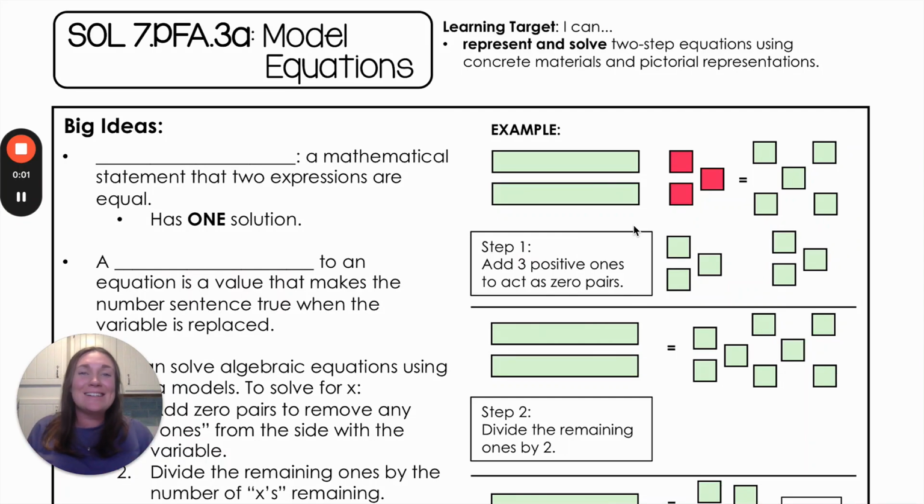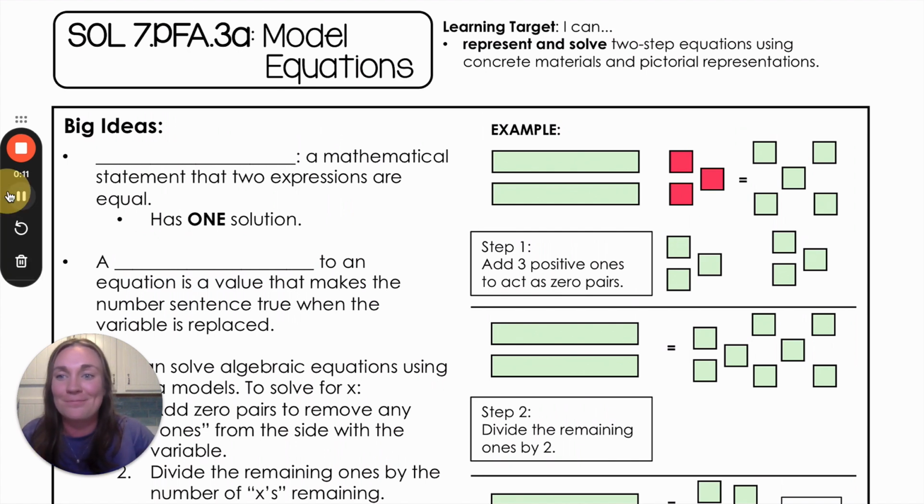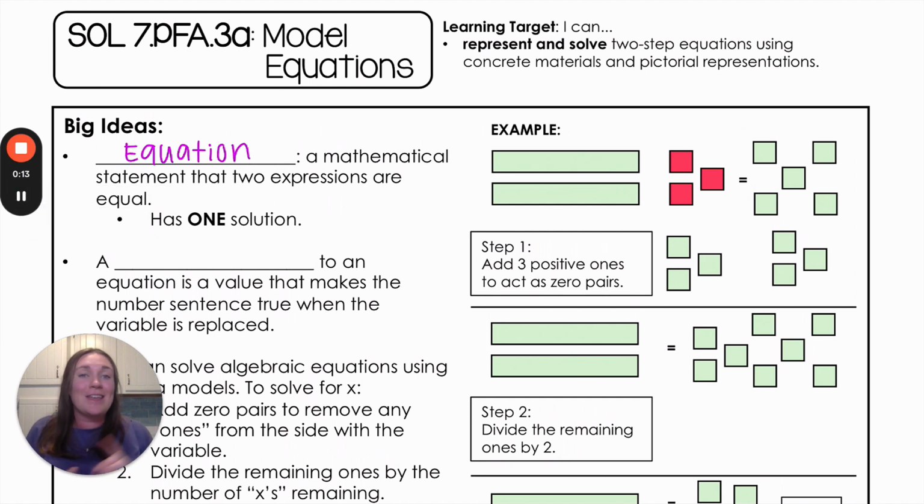Hello everyone! Today we're going to practice using algebra tiles to model and solve our two-step equations. So first of all, remember that an equation is a mathematical statement that says that two different things are equal. We also know that an equation only has one solution, like x equals 5, x equals -2, and a solution is what we're going to plug in to make the two statements true. So for example, if I have x plus 2 equals 5, I want to figure out what I can plug in for x that would make those two sides equal to each other.